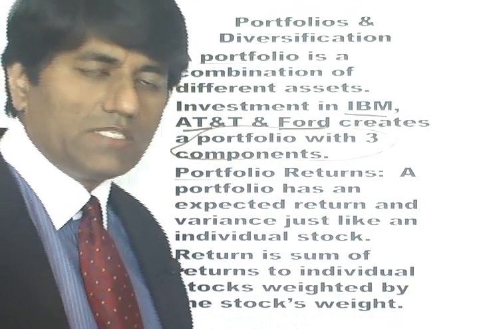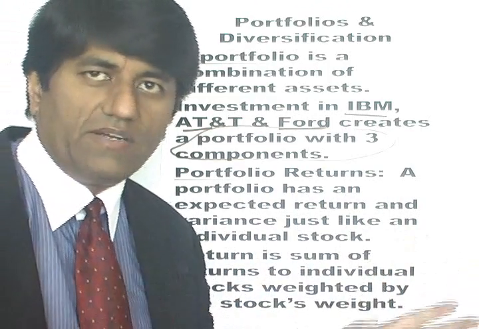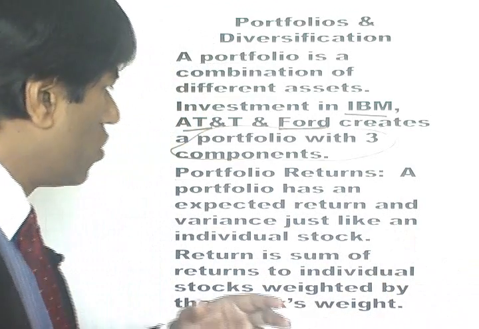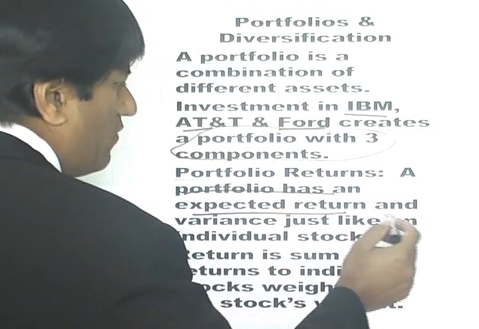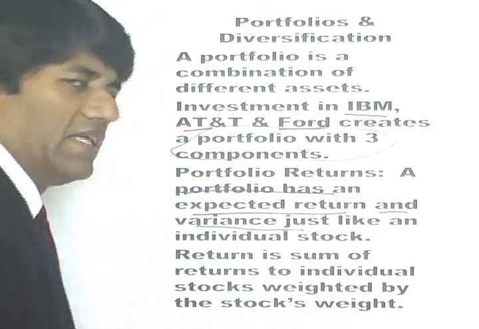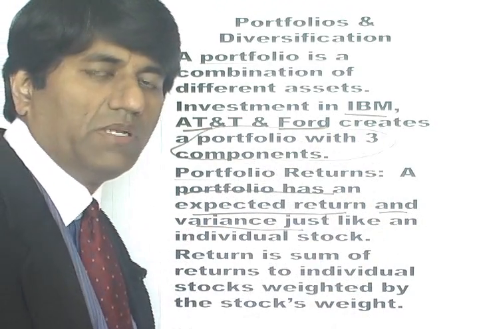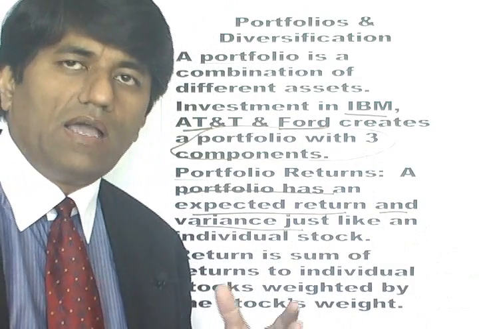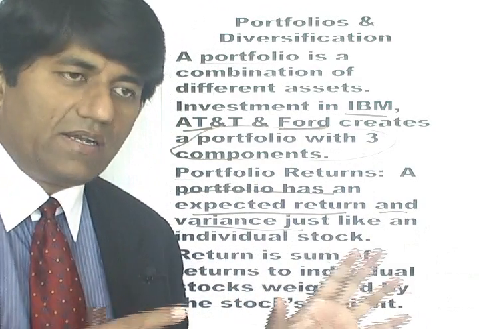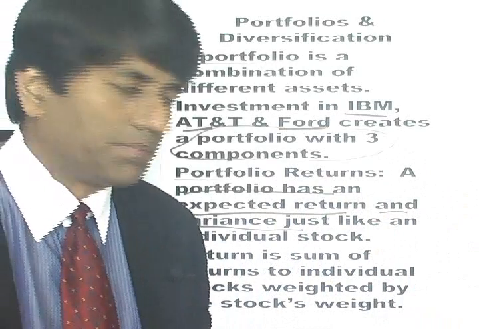Now your entire investment is going to have a return, and if the components are variable, that entire return will also be variable. So a portfolio has an expected return and variance, just like an individual stock. Just like an individual asset, a portfolio will also have a variable return, and the variable return means that today you can have an expected return, and the actual return which you're going to get today, you're going to look at it and say, okay, it has this variance.